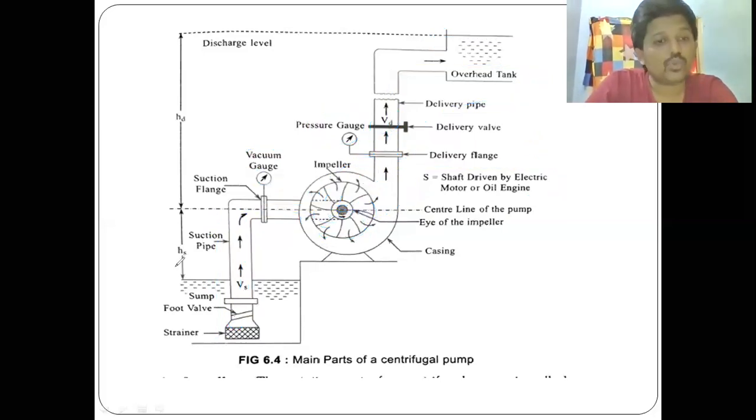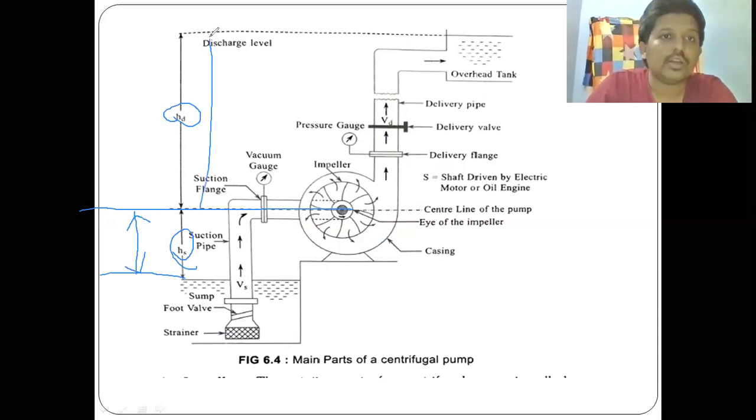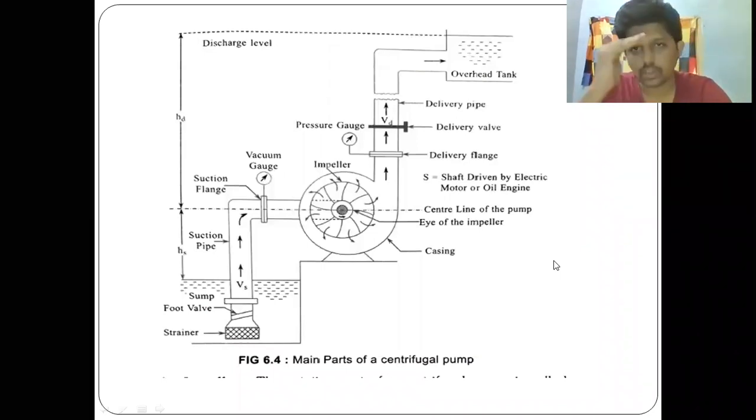Here we have two types of heads, suction head and delivery head. Suction head is the distance from the sump level to the center line of the pump. And delivery head is the distance from the center line of the pump to the discharge level, or the delivery level. So we have two heads, suction head and delivery head.